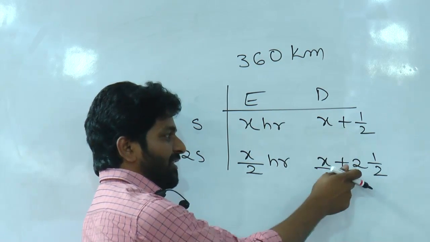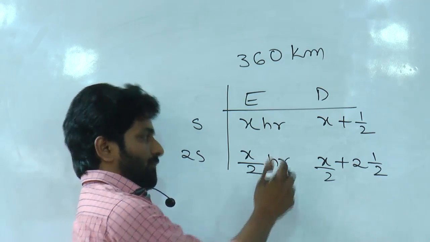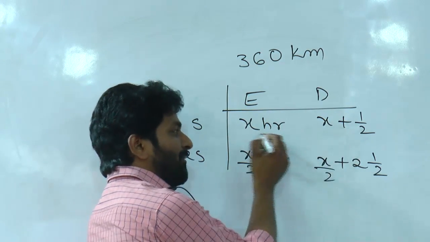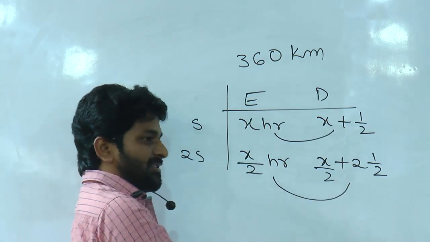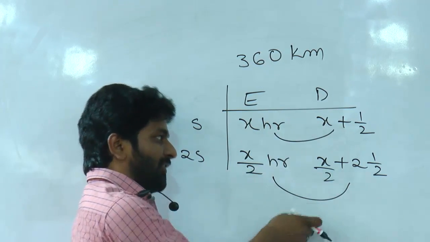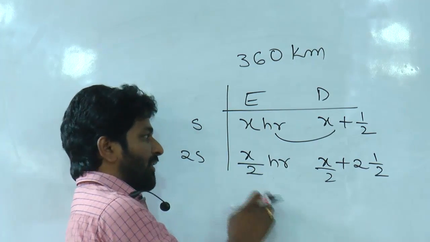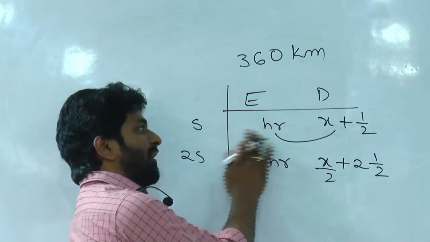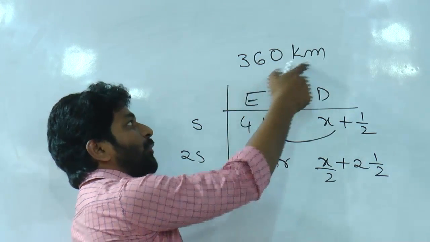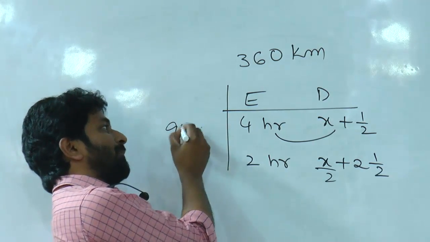What is the time difference in the first case? What is the time difference in the second case? What is the difference between these two? Right. So if the difference is 2 hours, here x by 2 value is 2 and x value is 4, and to reach 360 kilometers, Ellie takes 4 hours, speed becomes 90 kilometers per hour.